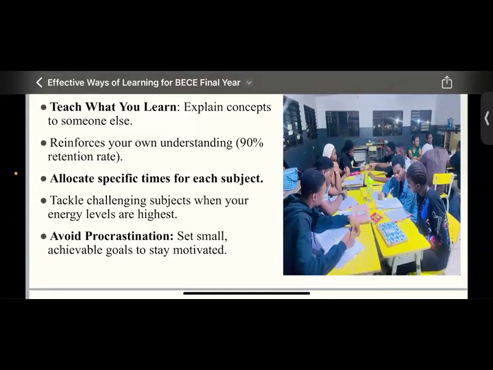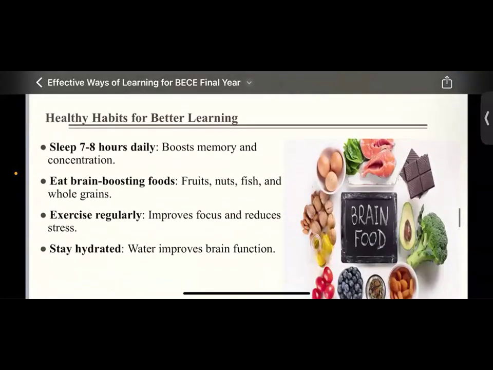Avoid procrastination. Set small achievable goals to stay motivated. Small achievable goals. Don't be overly ambitious now. Start from somewhere. Take your time. But most importantly, avoid procrastination. Every day, one topic at a time will help you. Even if you can do half of the topic at every sitting, that will help. Slow motion is better than no motion. So start earlier, and that is going to help you.